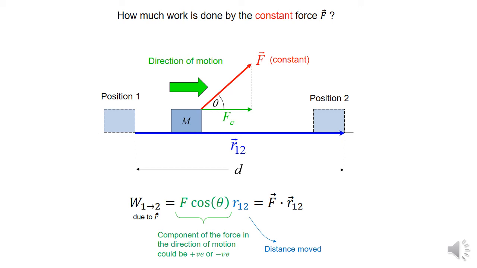In the last video, we showed how to get the work to go from one position to another position due to a force F, where the force in this case was constant. And we showed that it's the dot product between the force and the displacement vector from the first position to the last position. In this case, the mass is going in a straight line path.